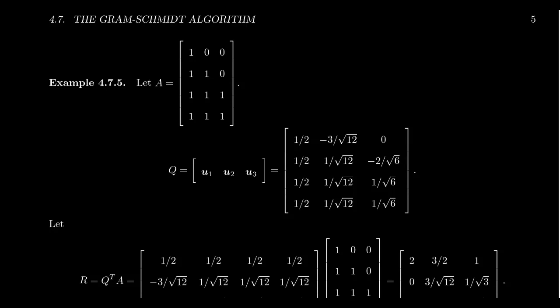You apply the Gram-Schmidt process. And so that's the little summary we'll have right here. You take this matrix, and you apply the Gram-Schmidt process. That's how you get this matrix Q. And then how do you get R?